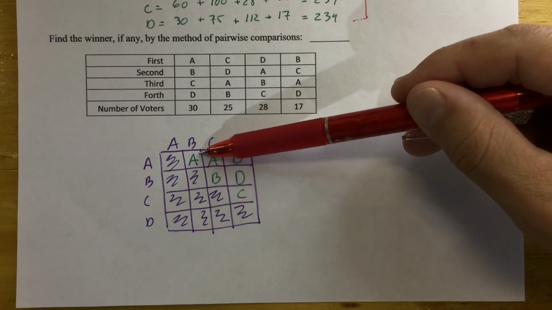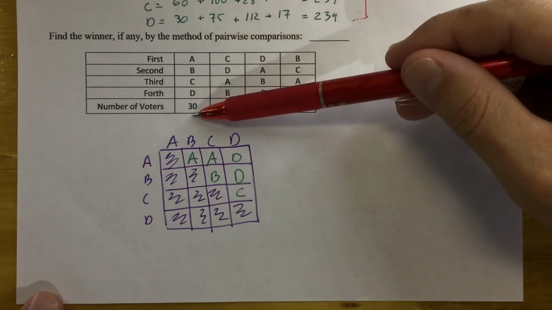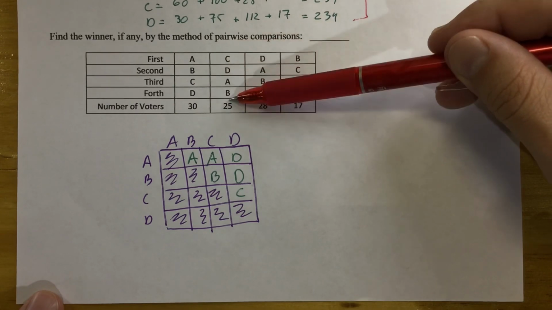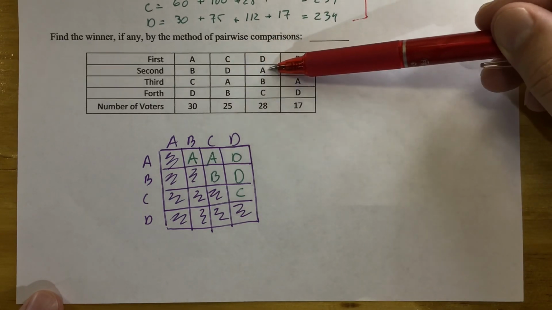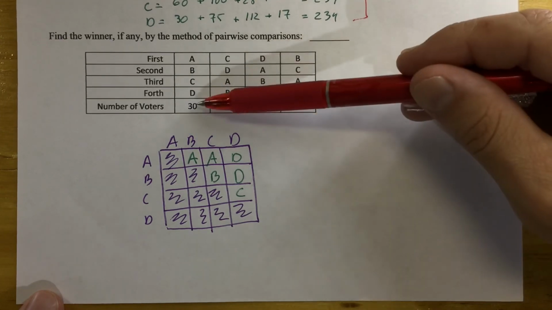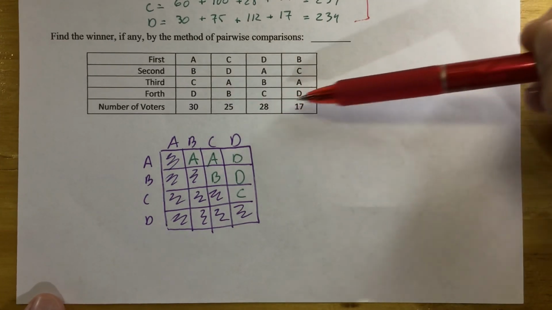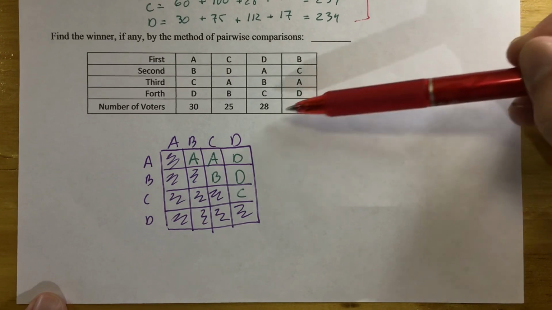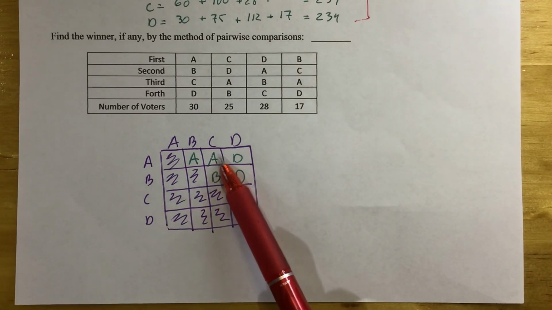Next, I'm going to check A versus C. A wins here. C wins here. A beats C in the third one. So A has already got 2 of the first 3. That's going to put A at 58. So it doesn't really matter that C is going to win over here. The 58 is already enough for A to be the winner.